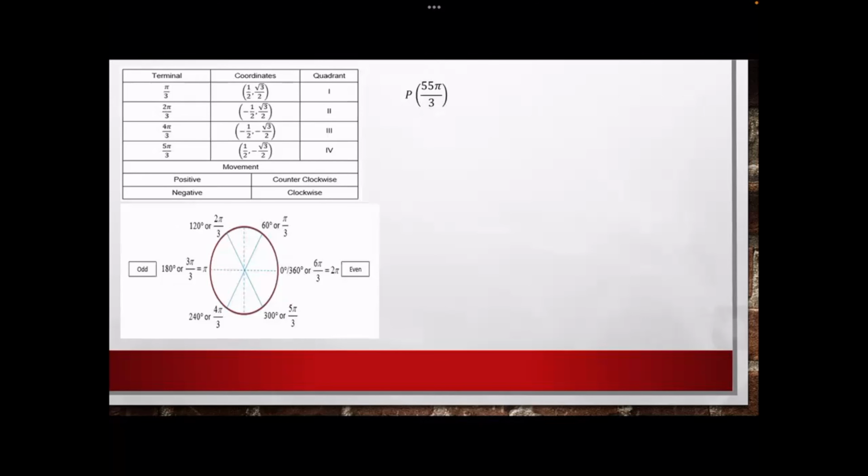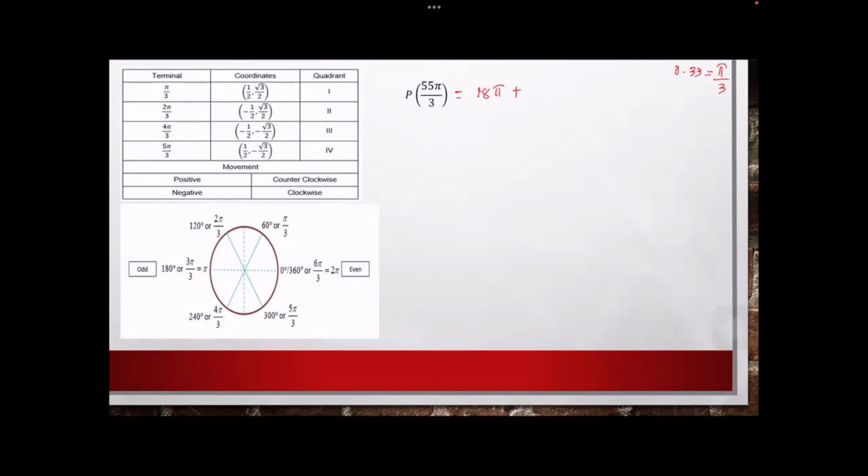So, let's have the example. Example natin is we have 55 pi over 3. So, again, we have to divide the given 55 pi over 3. What will be the answer if we're going to divide? This will be 18.33 po. Okay, so this will be 18 pi plus yung 0.33 is equal to pi over 3. So yung 0.33 equivalent siya as pi over 3. So, magkakaroon ka dito ng pi over 3.